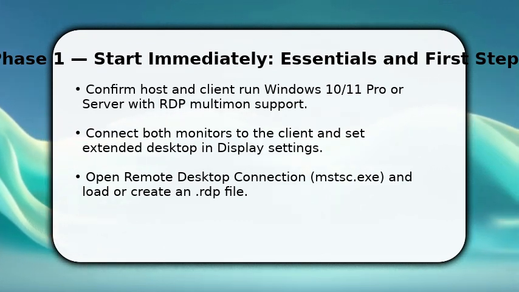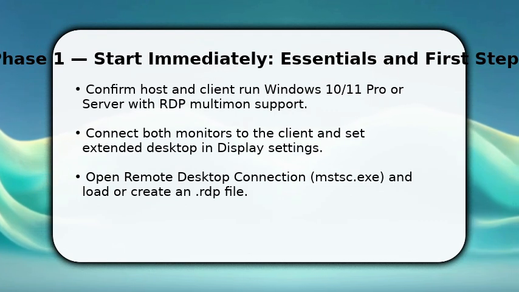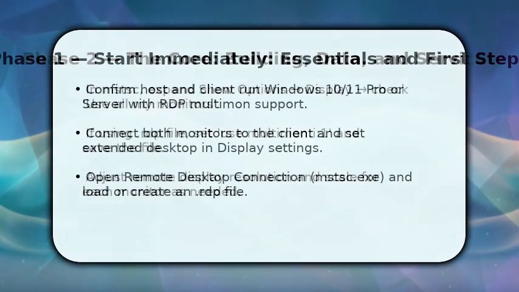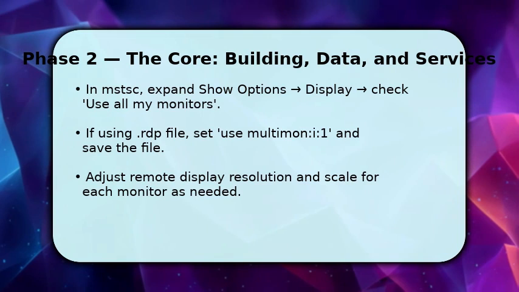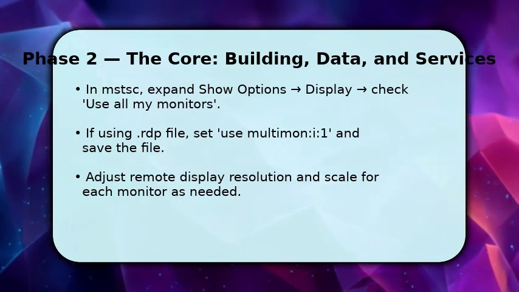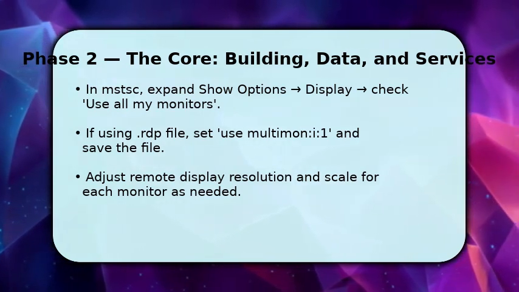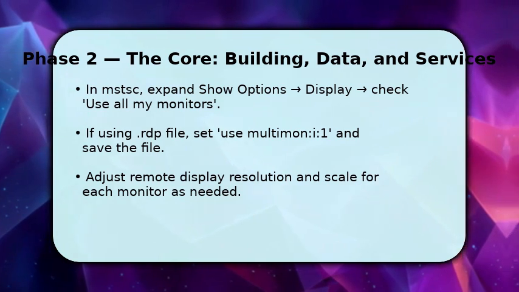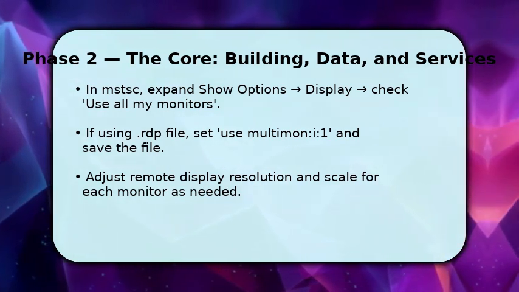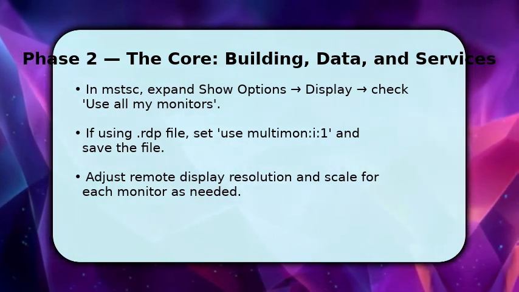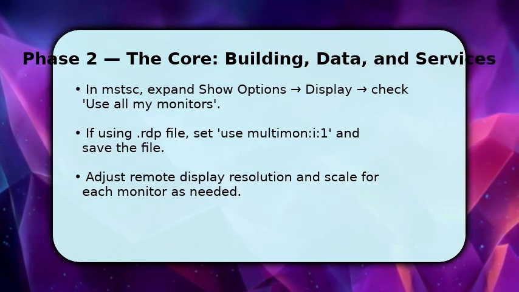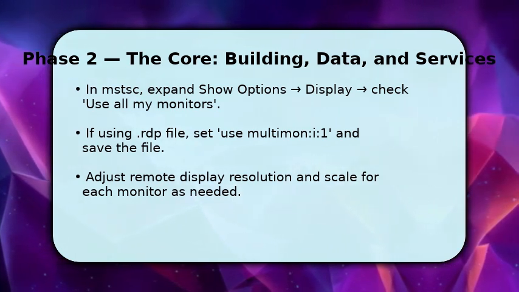You start the process by preparing the RDP and ensuring network connectivity, and next, you turn on multimon support and configure display options. In Remote Desktop Connection, expand Show Options, go to Display, and check Use All My Monitors. If you prefer the RDP file route, open it in Notepad and add use multimon:i:1, then save.